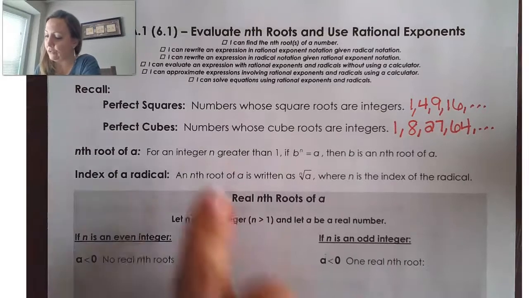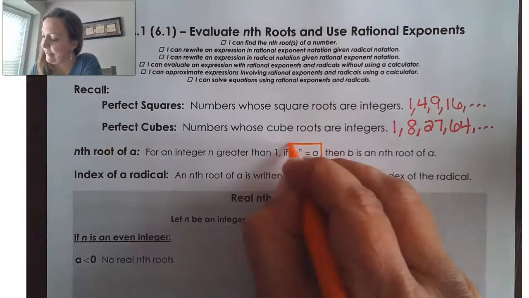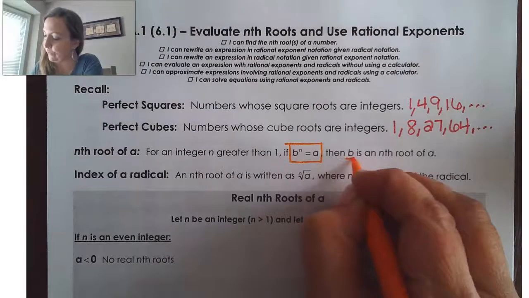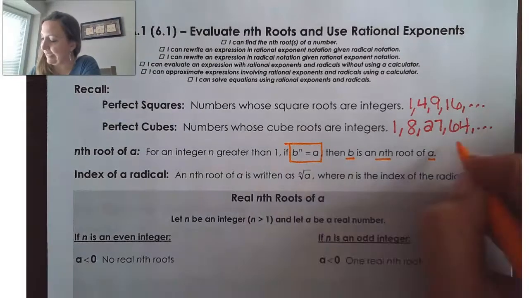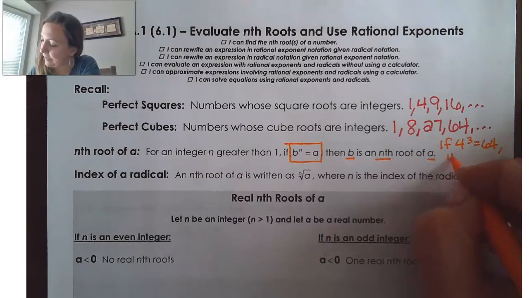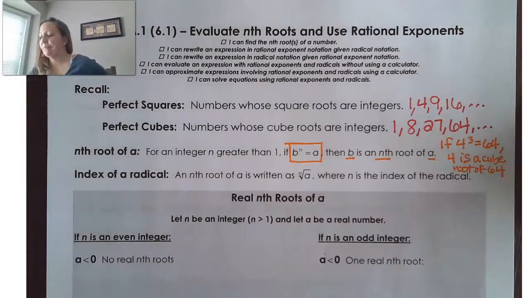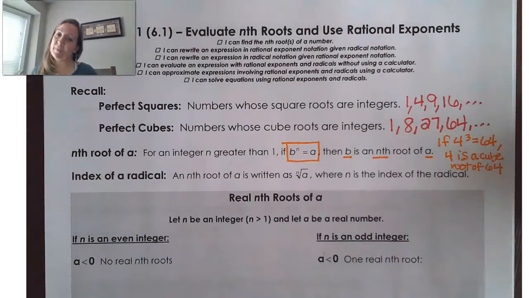For an integer n greater than 1, if b to the n equals a, then b is an nth root of a. So what that means is that if 4 cubed is 64, then that means that 4 is a cube root of 64. Okay, so that's what an nth root of a means. So if something to a power gives you a number, it's that root.